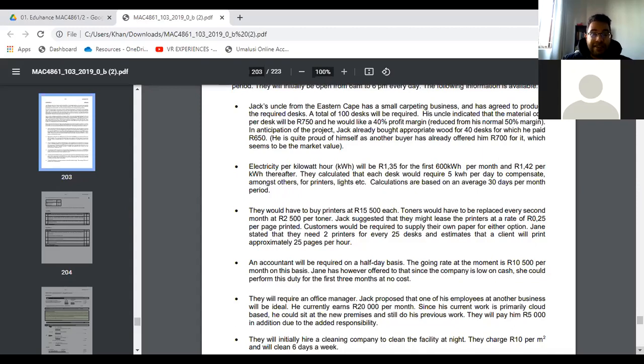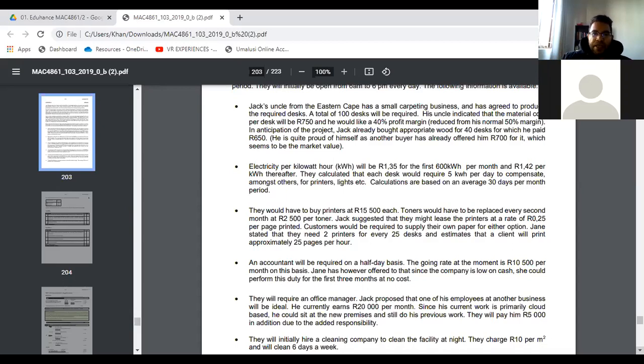they need 100 desks. What did they say? The uncle said that the material costs will be 750 Rand per desk, and there's a profit margin, basically labor, of 40%. Okay, so 40% profit margin. Take note, it is not 40% on costs, it is 40% on sales. When they say profit margin, it is on sales and not cost. So basically there will be a 40% profit margin, and there will be a material cost of 750.